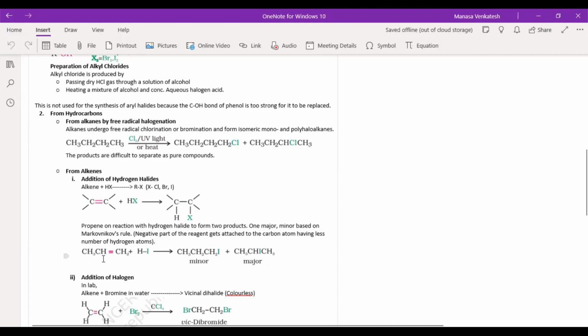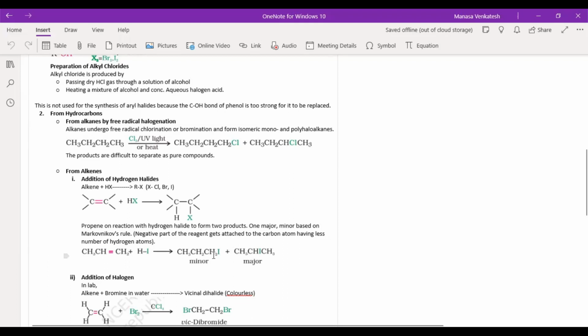So this is basically solved by Markovnikov's rule, which states that the negative part of the reagent gets attached to the carbon atom having less number of hydrogen atoms. So because of Markovnikov's rule, you have the iodine getting attached here as the major product, whereas this, in this case, is going to be the minor product.